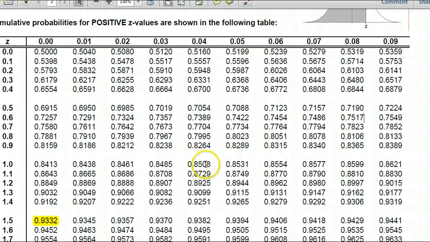So let's see. Right here I see 0.8508, and I see 0.8485. This one is 8 away, and this one is 15 below. This is 8 above, this is 15 below. Obviously 8 above is closer, so let's go with that. So that translates into, for my z-score, it's going to be 1.0 something, and it's going to be 1.04. 1.04 is my z-score.